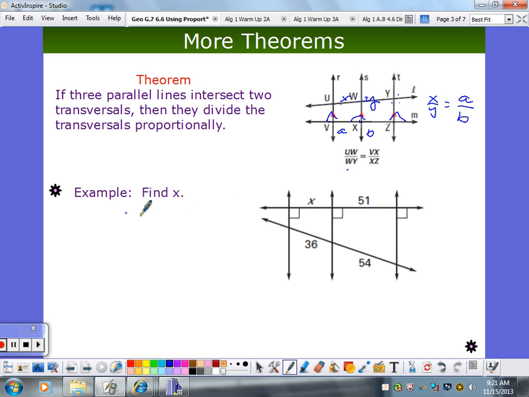So just looking at an example, so I see 3 parallel lines. How do I know these lines are parallel? How come?